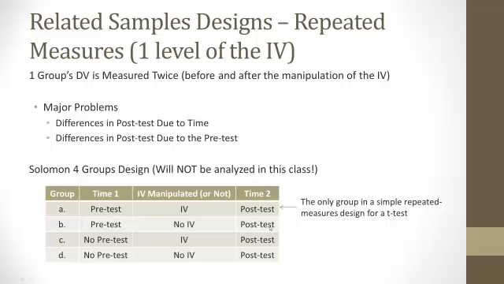Again, I'm not going to have you develop a Solomon four groups design, and the data for this type of design is far more sophisticated than what you'll be asked to analyze in this class, but I want to make you aware of it because it is the best strategy for overcoming these problems that are associated with the repeated measures design.